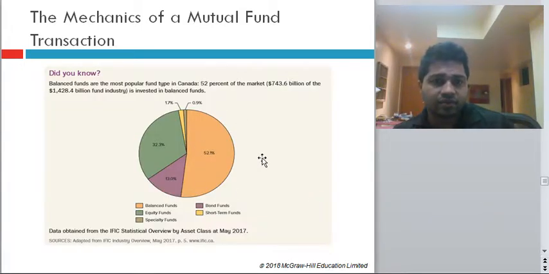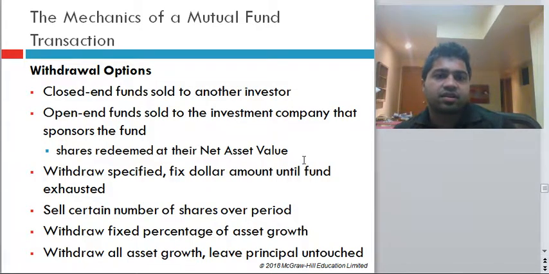One interesting fact: 52% of the funds bought in Canada are balanced funds. So we buy balanced funds a lot, followed by equity funds and then bond funds.